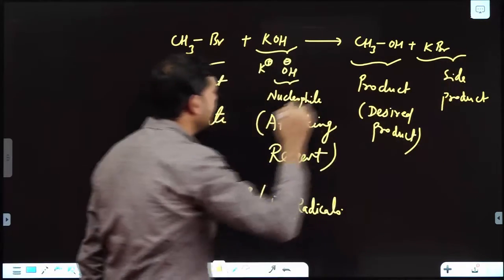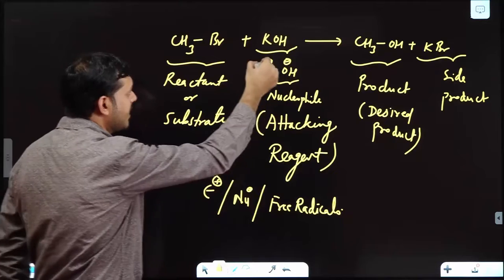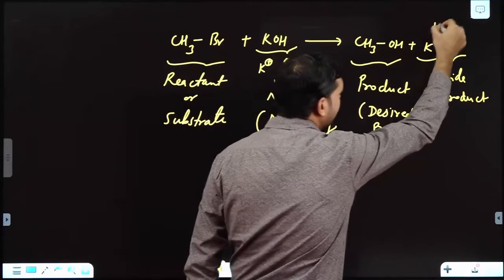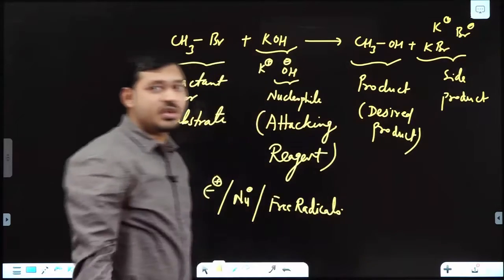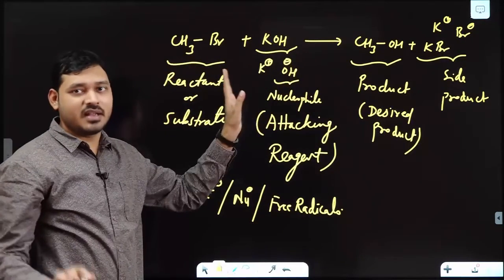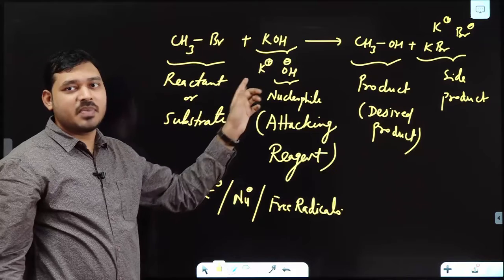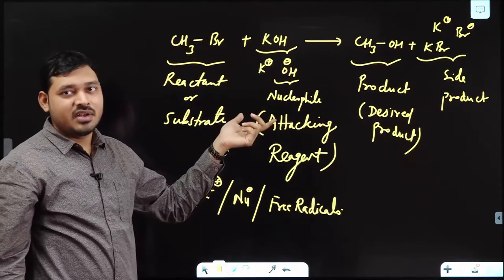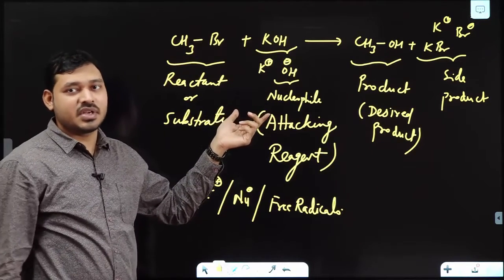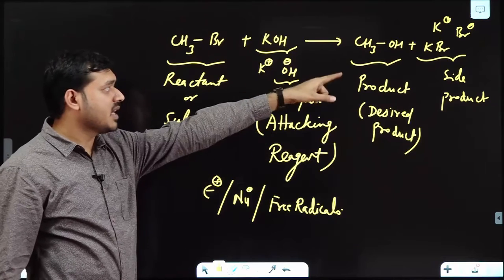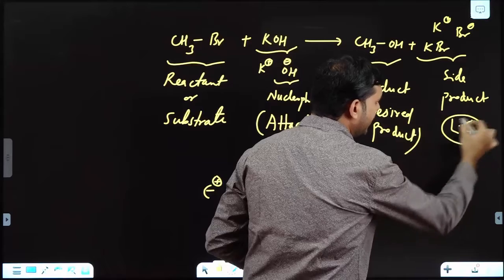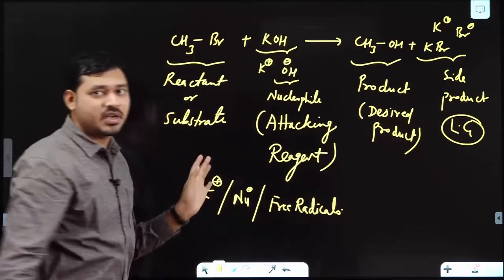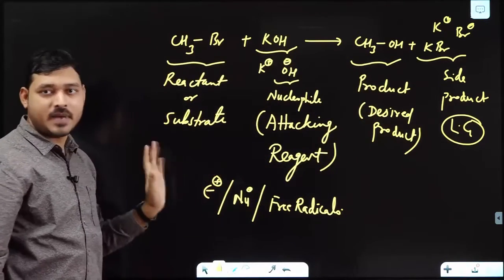Here also you can understand one thing, this K plus OH minus, and here also K plus and Br minus, as it is also ionic. So the role of K plus here is nothing. So in this reaction K plus acts as a spectator ion which has nothing to do in this reaction. And Br minus is your leaving group here, the leaving group which leaves after this reaction. Okay, done.